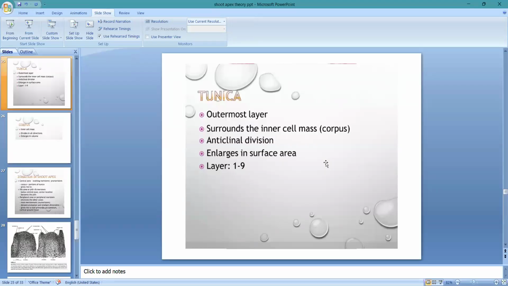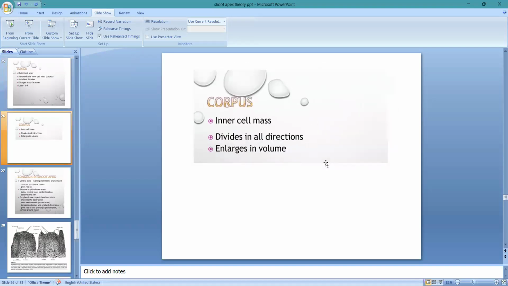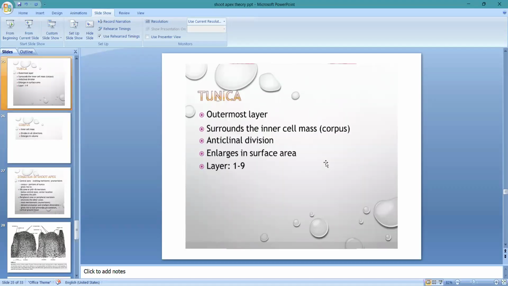Anticlinal divisions enlarge the surface area. See here, the cells present in the corpus are larger and show irregular divisions. So that is the difference between tunica and corpus. The inner cell mass divides in all directions and enlarges in volume. So these cells are larger in size and show irregular divisions in the corpus. But in the tunica, anticlinal divisions are there. It surrounds the inner cell mass, with anticlinal divisions enlarging the surface area. So that is the tunica and corpus we observed.